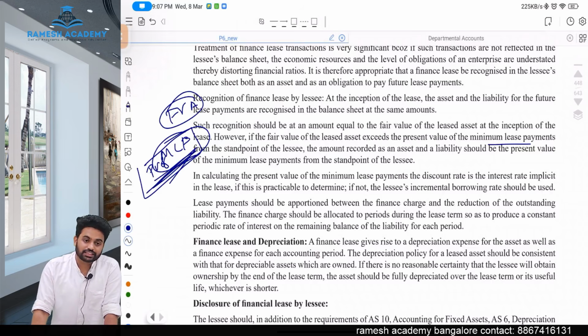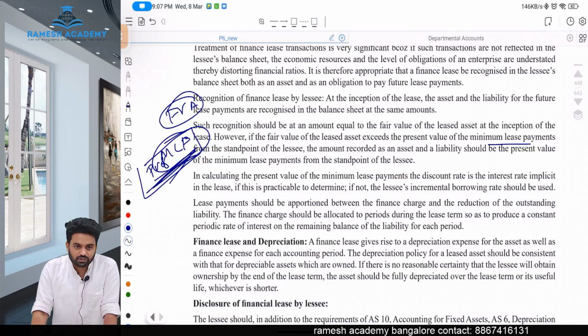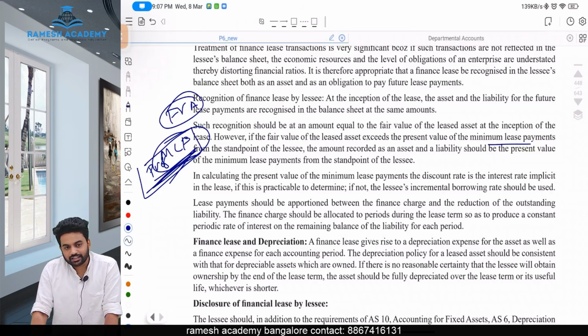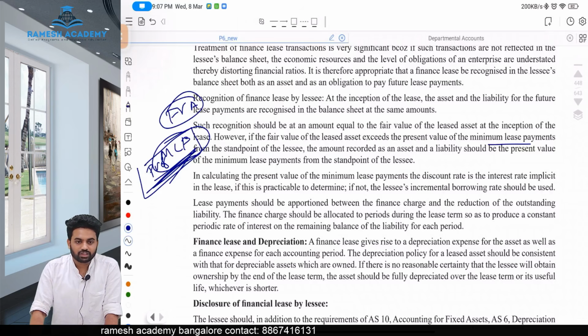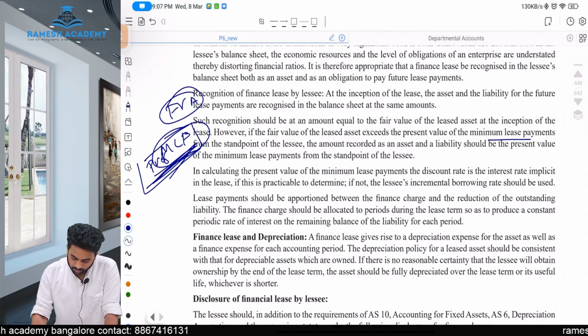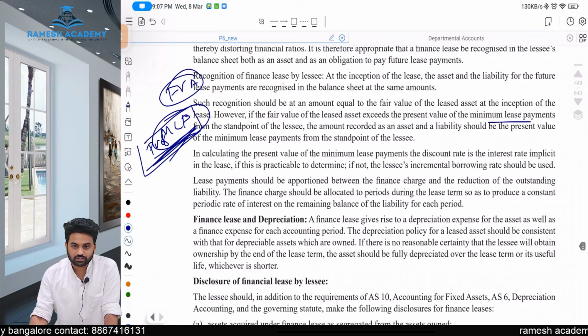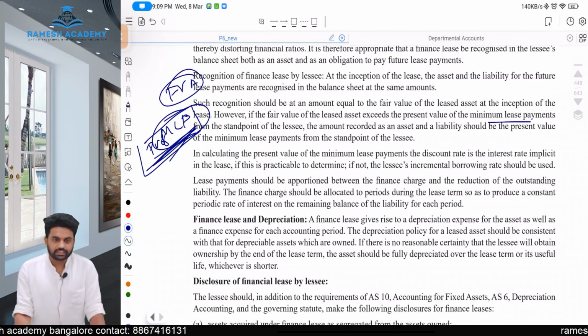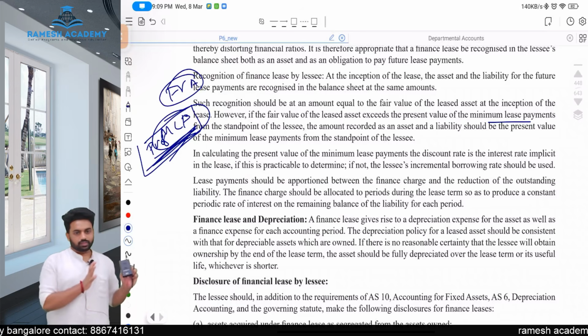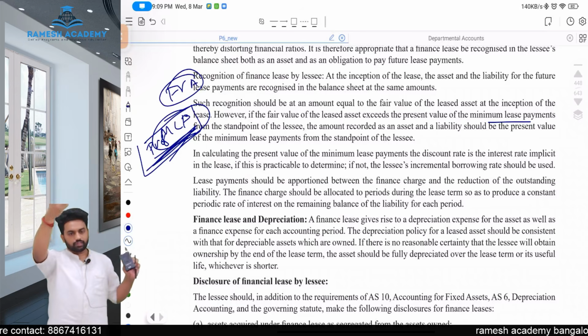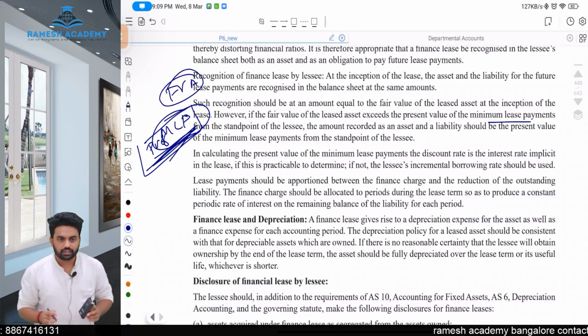In the books of the lessor, sir, the asset will go out, and at that same point of time receivables will commence. The asset will get credited, and at the same point of time receivables from the lessee will come, because in future for the next 10 years you are able to receive the lease payments. So yes, receivables will come in the balance sheet of our lessor.